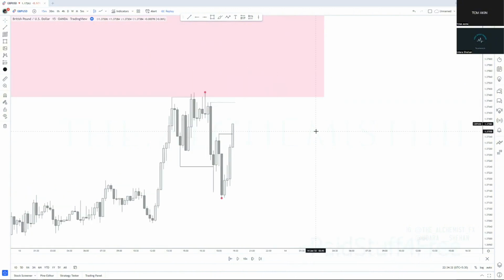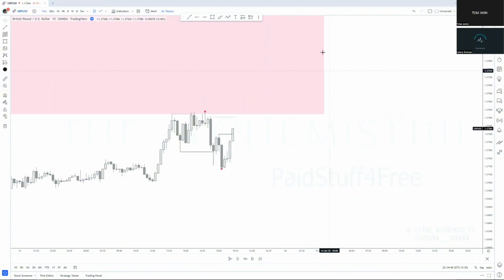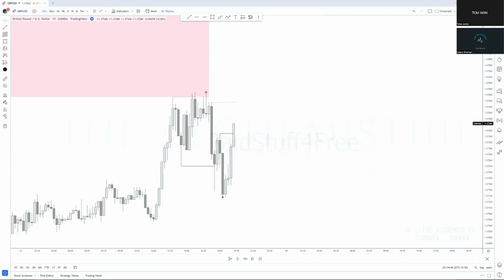So what's a turtle soup? If you know ICT terms, you know what a turtle soup is. Selling above old highs and buying below old lows without a point of interest. But ICT's turtle soup, of course, has around a 15 to 30 pip stop loss. But what we do is we sell it from above that high like this, stop loss above the strong high.